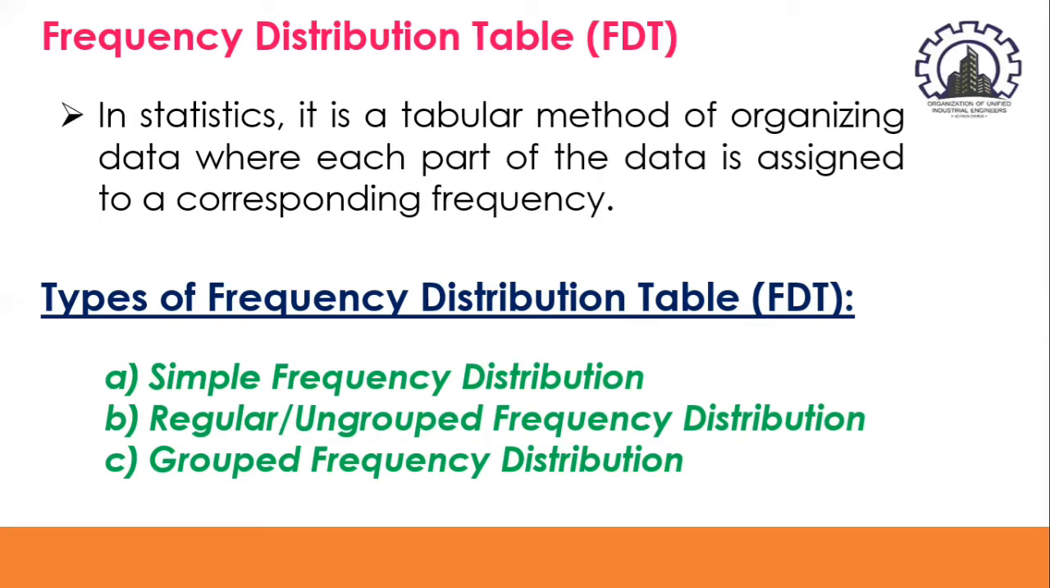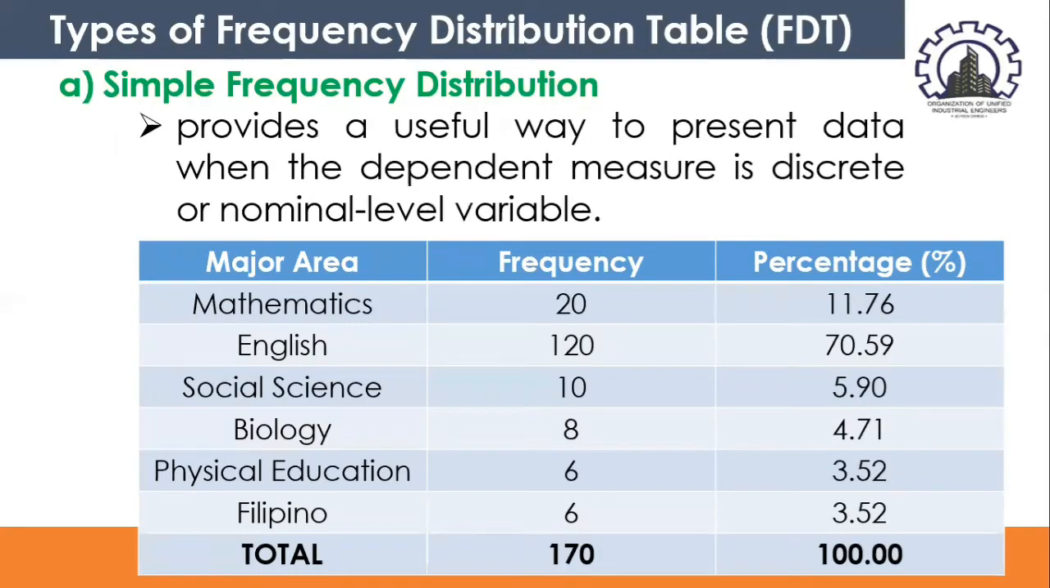Now, what is meant by simple frequency distribution table? A simple frequency distribution is a table that provides a useful way to present data when the dependent measure is a discrete or nominal level variable. As you can see in our sample tabulation, this is a tabulation about the distribution of students in the College of Education by areas of specialization.